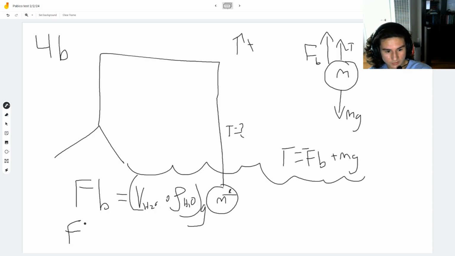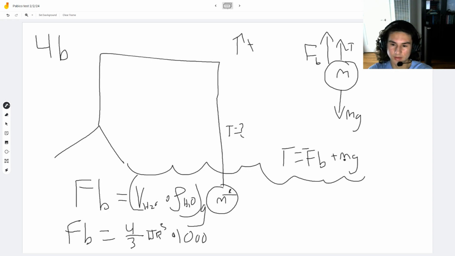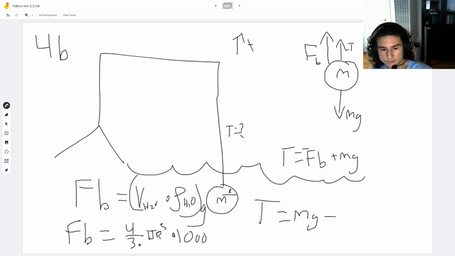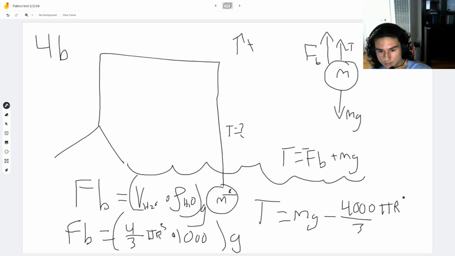So force of buoyancy equals the volume of a sphere, which is 4 over 3 pi r cubed, I believe, and this is our r, times the density of water, which we already said was 1,000. Then we're going to subtract that from mg. So the total tension is equal to mg minus 4,000 over 3 pi r cubed, and I'll just slap a g on there too, since this is also multiplied by g.